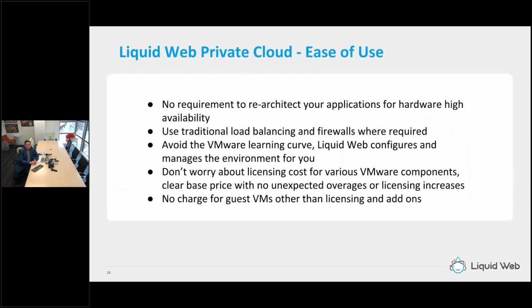And then ease of use. To talk about this briefly, and I think I've mentioned it throughout the presentation, we do not require a major re-architecture like you might need to do in any public cloud. Availability happens at the hardware layer, but you can still use traditional load balancing, firewalls, and other security and availability technologies because this is a very known quantity. If you're not using VMware today, or if you are and just want to avoid the VMware learning curve, we configure and manage the environment for you.